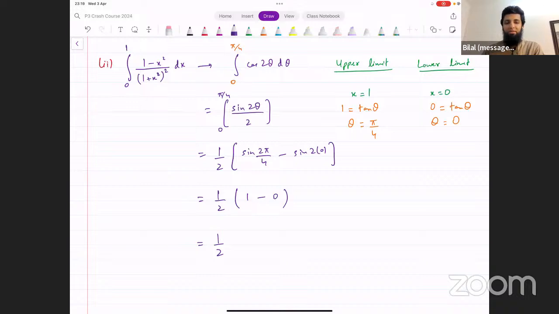Does that make sense? Any problem with this? Is this changing limits part clear to everyone? All right, good. Now let's have a look at one more example.